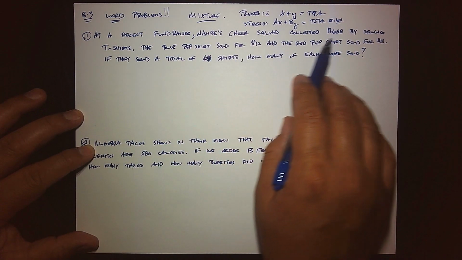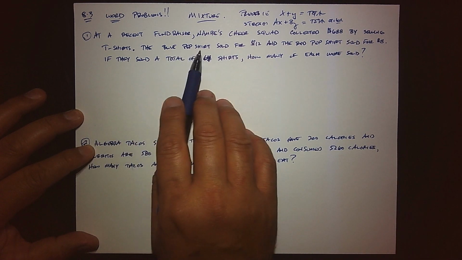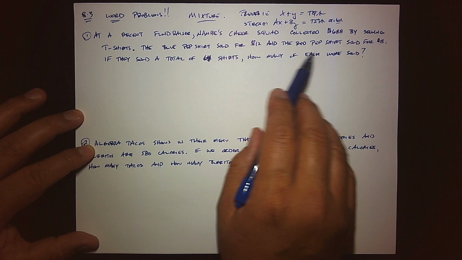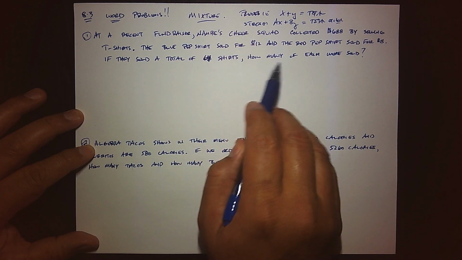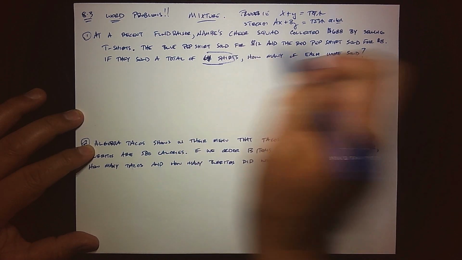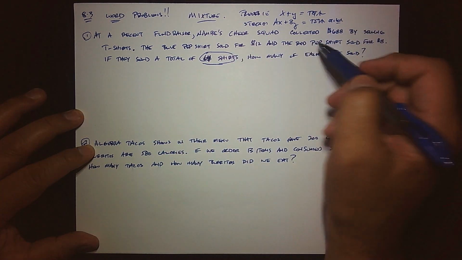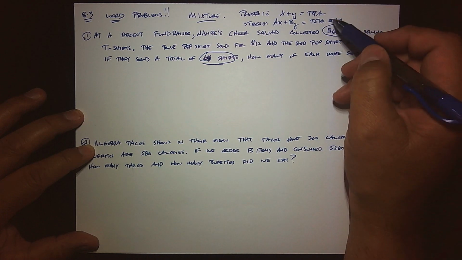Non-based cheer squad collected $688 by selling t-shirts. The blue pep shirt sold for 12, the red pep shirt sold for 8. If they sold a total of 64 shirts, how many of each were sold? And so you notice we have a couple of totals here. 64 represents a total, whether they're blue or red, and 688 represents the amount of money. So there's pretty much your two totals.